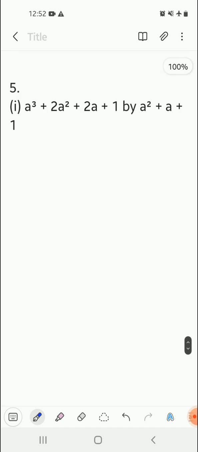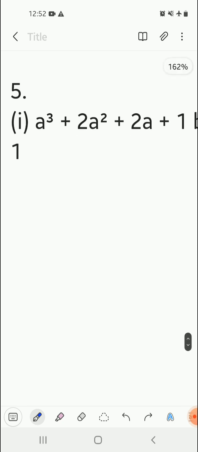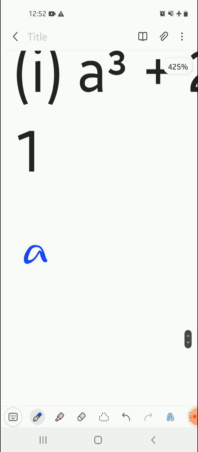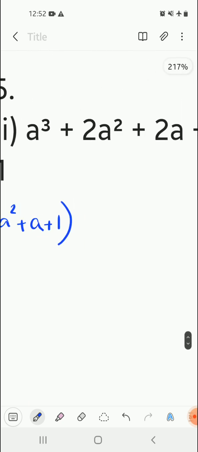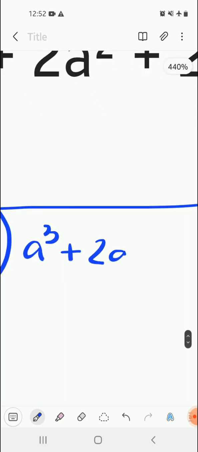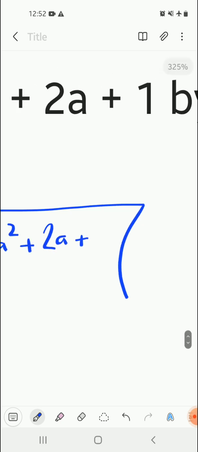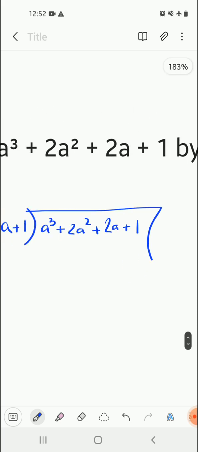We have to divide. See, we are given a bigger number this time. This is our divisor, so a square plus a plus 1. So we are going to write it here: a square plus a plus 1. And the dividend is a cube plus 2a square plus 2a plus 1.